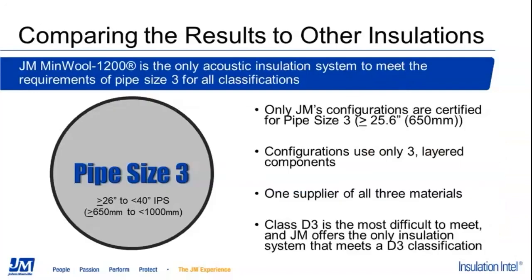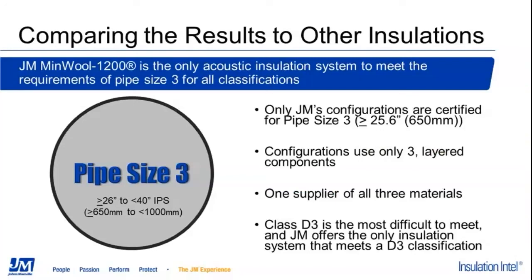And then just summarizing again quickly, we did do all of our testing to the most stringent pipe size, that being the 3 classification. Most of the ISO certified systems that you see out in the market have been tested to the 2 size. So you'll see configurations certified to meet A2, B2, C2, D2.